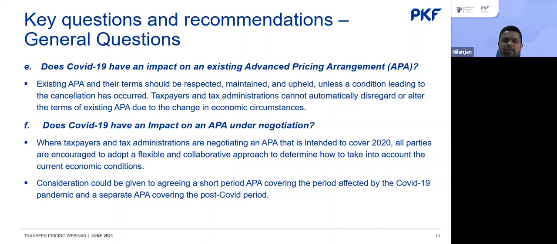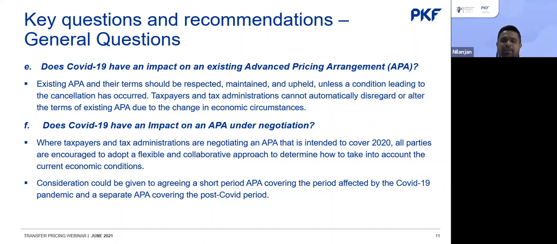Here we would say that what has happened is not a very regular occurrence, and it has impacted the business so much. Both the businesses and the tax authorities need to be flexible and collaborative in deciding how to approach the APA. The normal way might not work. We all need to be flexible. So one of the options which has been highlighted is that we can do a short period APA for the period which is affected by COVID-19, and then go on and do a separate APA covering the post-COVID period.